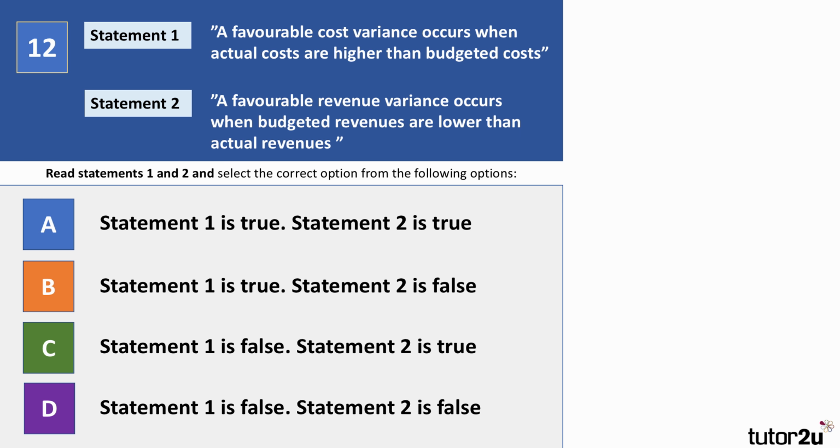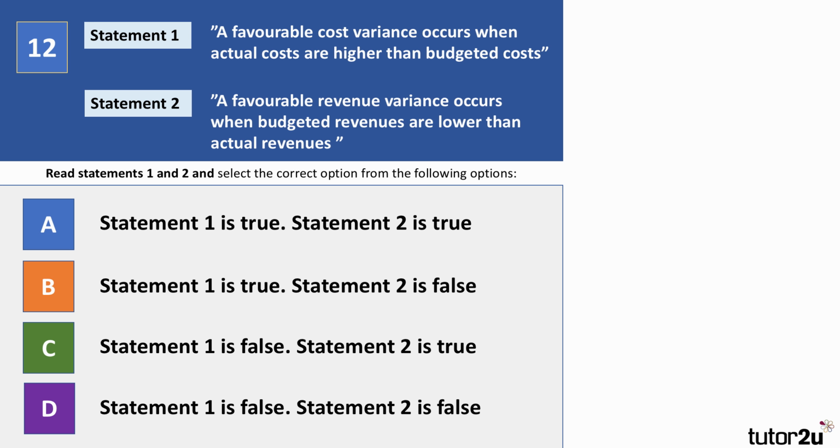So let's look at these two statements. We're told that actual costs are higher than budget costs. That's bad news for the business. Actual cost higher than budget, therefore that's an adverse cost variance. So statement 1 is false.